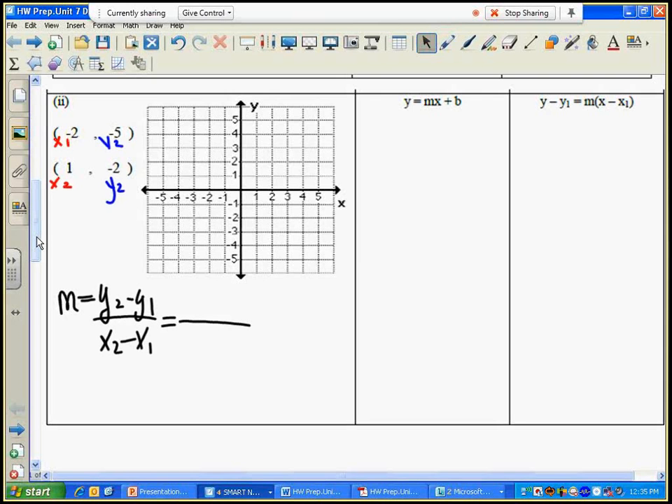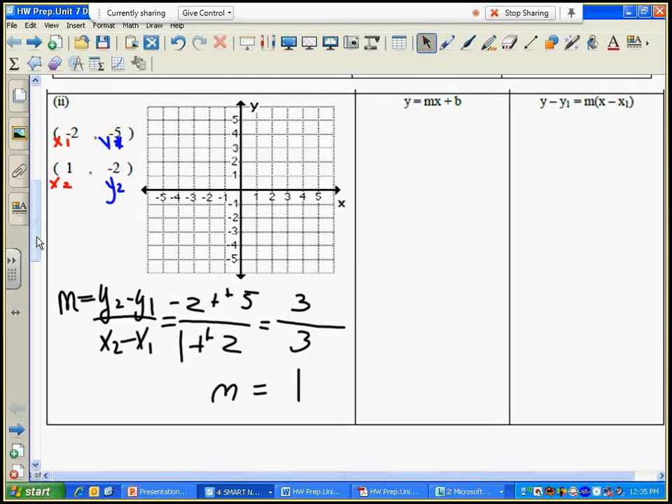Okay, so I've got -2 minus a -5. Should be a 1 there. Then I've got 1 minus a -2. To subtract a negative is like adding a positive. So -2 plus 5, that's a positive 3. Okay. 1 plus 2 is 3. So 3 over 3 gives us a slope of 1.